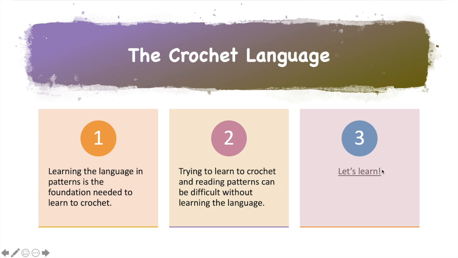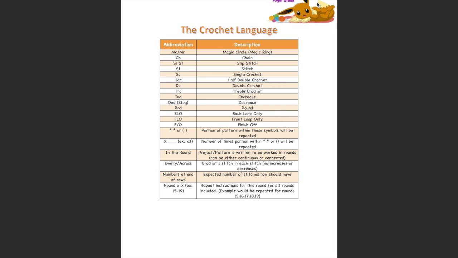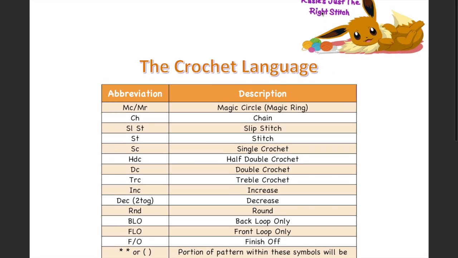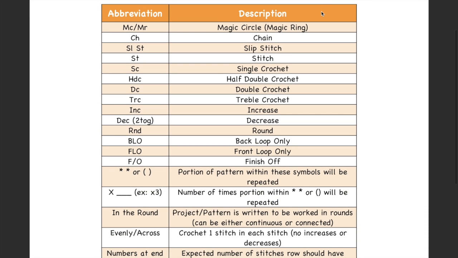So let's get started. First link that I want to show you is the link about the crochet language. This just shows the different abbreviations that you might experience when you're learning how to crochet. Here is the basics that you'll see. We have chain, slip stitch, single crochets, but there's a few in here that I want to highlight so that you understand what they mean. First one is down here, which is increase.